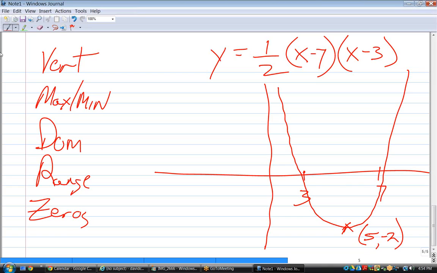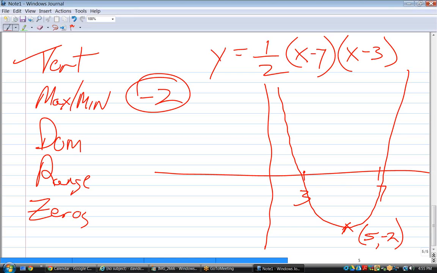So we found the vertex. What's the maximum or minimum? The minimum is 5, -2. Actually, the minimum is just -2. Okay. Well, depending on what they're asking for. If they're asking for the minimum value of this function, it's -2. It occurs when x is equal to 5. That's when the minimum happens. But if this were a real-life problem and they ask for the minimum, it's -2, because they're asking for what is the y value at the minimum.